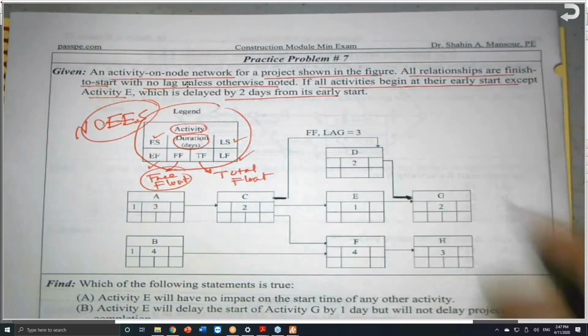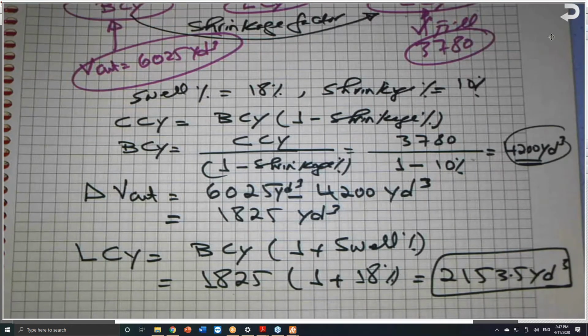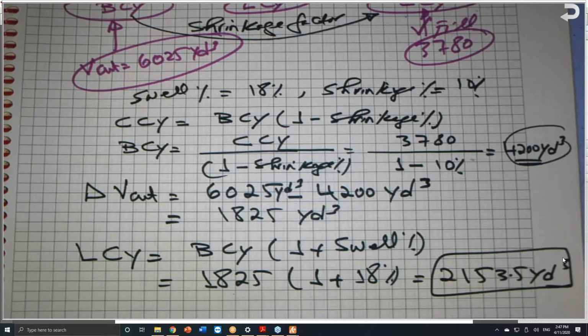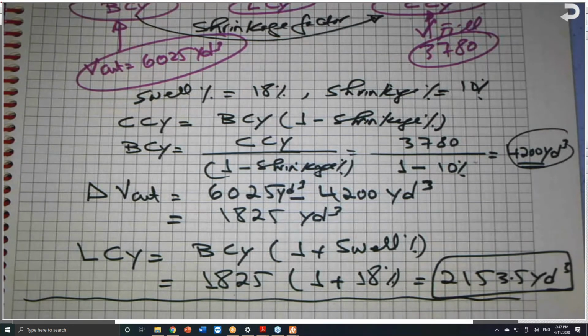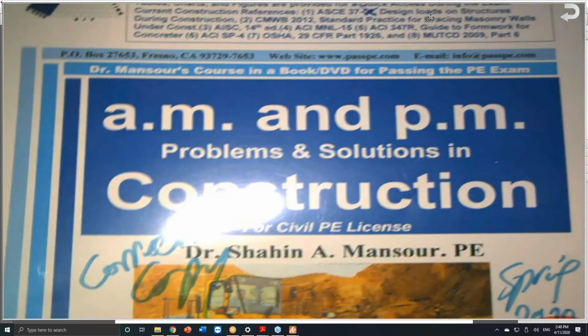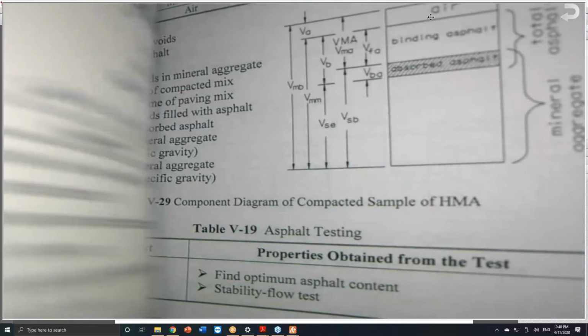What is a lag? Lag is the amount of time that an activity can be delayed, and there are 3 types of lag. I put them in my construction books. For those who have my construction books, normally I refer to the AMBM, or the textbook itself. Both of them have a good summary, and I include all these things.